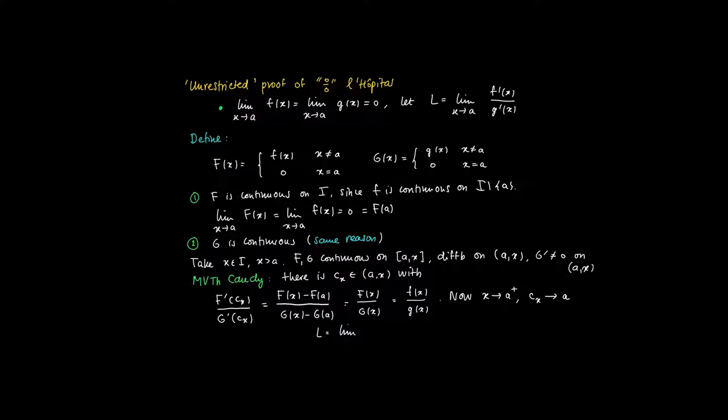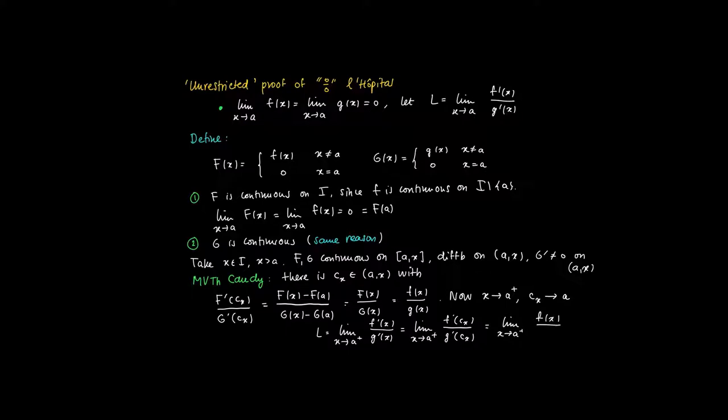So L equals the limit of x to a plus, so the right limit to a, of f prime(x) divided by g prime(x). But this is the same as picking the number c(x) instead of x. So this is the same limit of f prime(c(x)) divided by g prime(c(x)), which equals in turn the limit of x to a plus of f(x) divided by g(x). And that's what we've just shown.